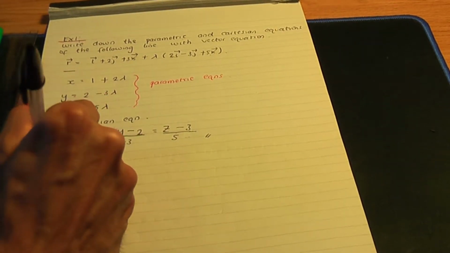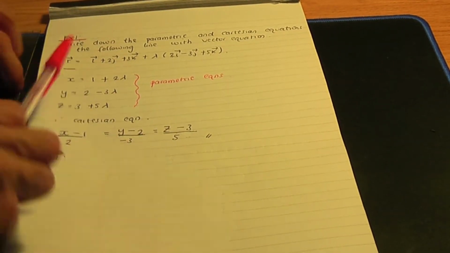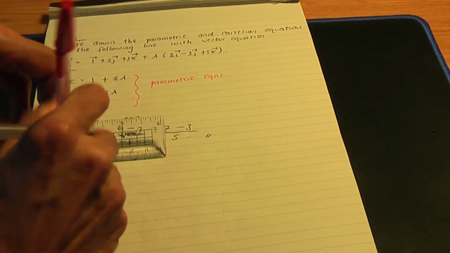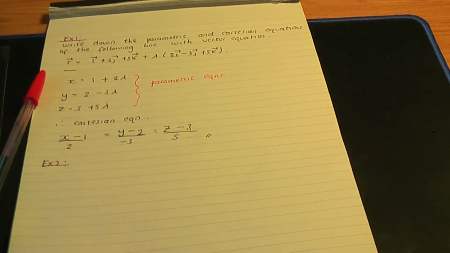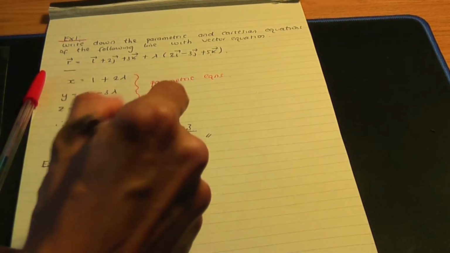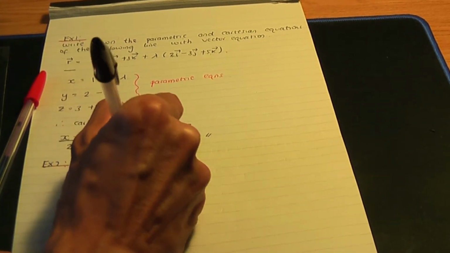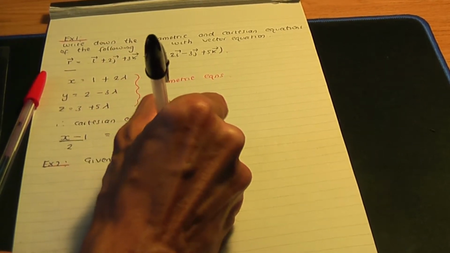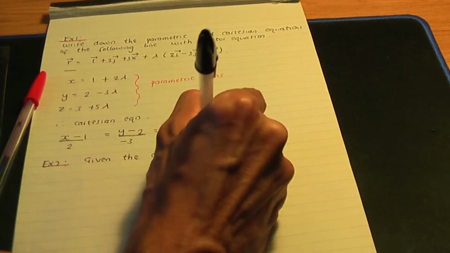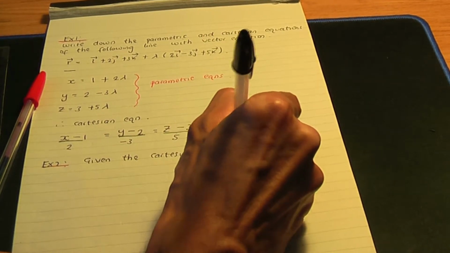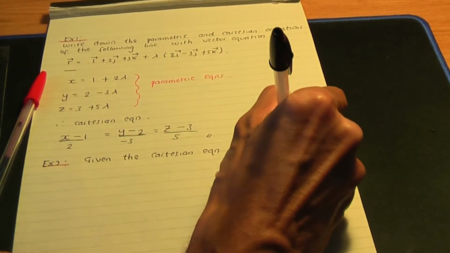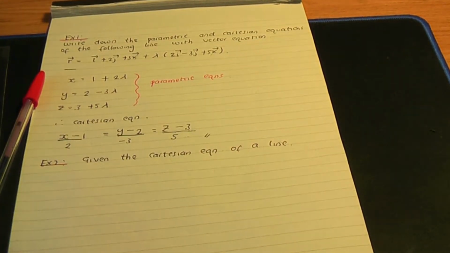So in example number 2, let's take a red pen and underline that. In example number 2, let's start off with the Cartesian equation and then write down the vector equation of the line. So if we're given the Cartesian equation of a line, so I hope you can see that.